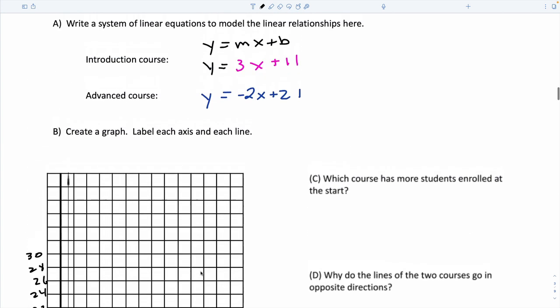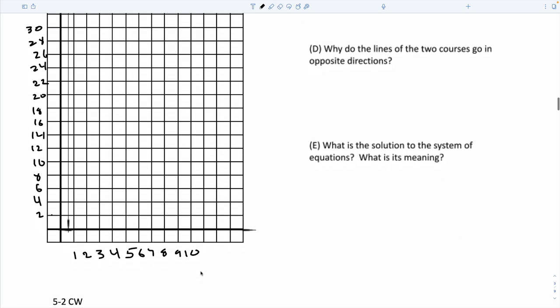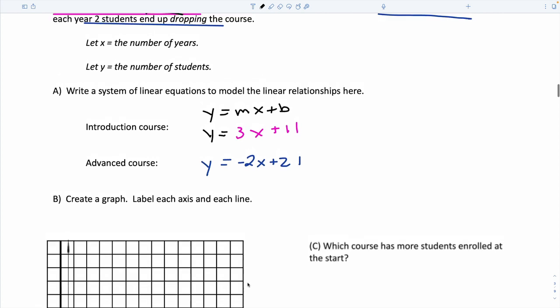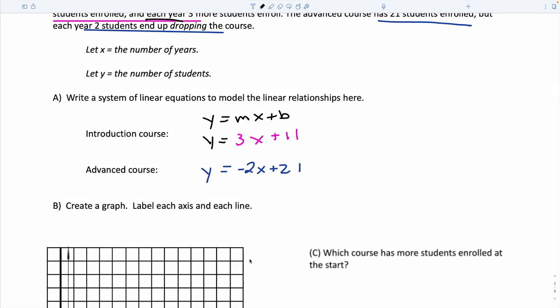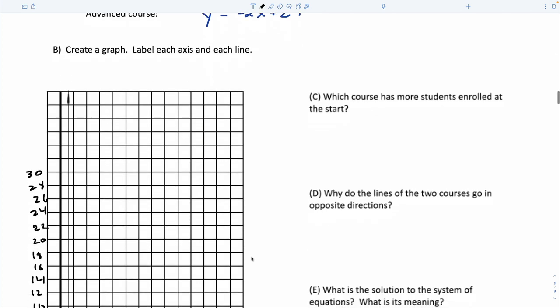Okay, label the axes. They give us x and y. X is number of years, y is number of students. The number of students depends on the number of years. Number of years depends on number of students. Did I say that right? No, number of students depends on the number of years. Yes, it was right first.